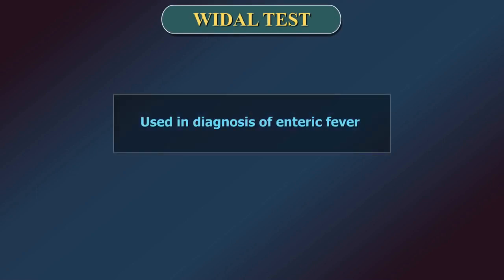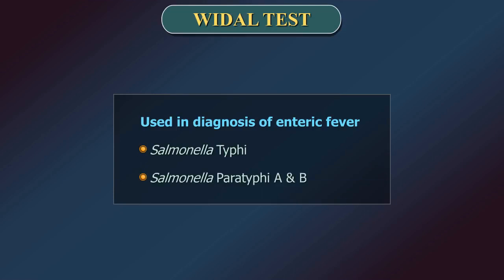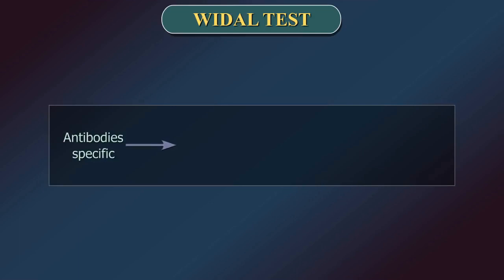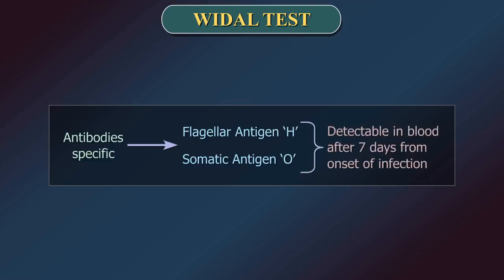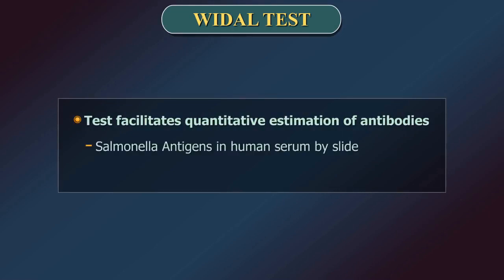Widal test. Widal test is used in the diagnosis of enteric fever, that is, typhoid and paratyphoid fever, caused by Salmonella typhi and Salmonella paratyphi A and B respectively. Antibodies specific to flagellar antigen H and somatic antigen O of Salmonella species usually become detectable in blood 7 days after the onset of infection in individuals infected with typhoid bacilli. This test facilitates quantitative estimation of antibodies to Salmonella antigens in human serum by slide and tube agglutination test.